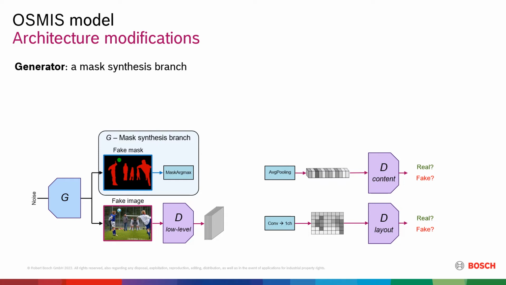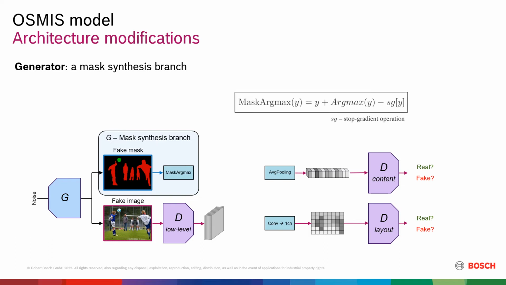However, to enable the training of the mask synthesis branch with the discriminator loss, the branch should allow backpropagation of gradients, similarly to generated images. To allow backpropagation, we develop a straight-through gradient estimator denoted mask argmax. After this operation, the generated masks are given to the discriminator in the discrete form, while the mask synthesis branch can still be trained with the gradients passing through its soft probability map.